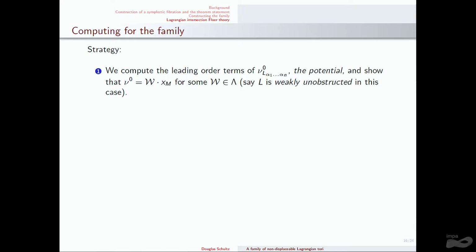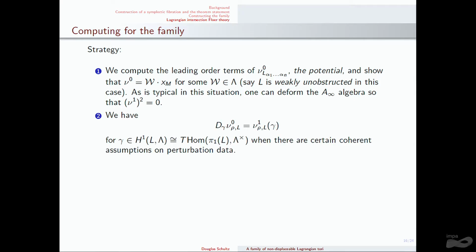Okay, and then like we've seen in the summer school last week, say L is weakly unobstructed in this case. Typically in this situation, you can do mild deformations of the A infinity algebra so that you actually get that mu1 squared is equal to 0. Okay. And then you have a homology theory based on that chain complex and this differential.